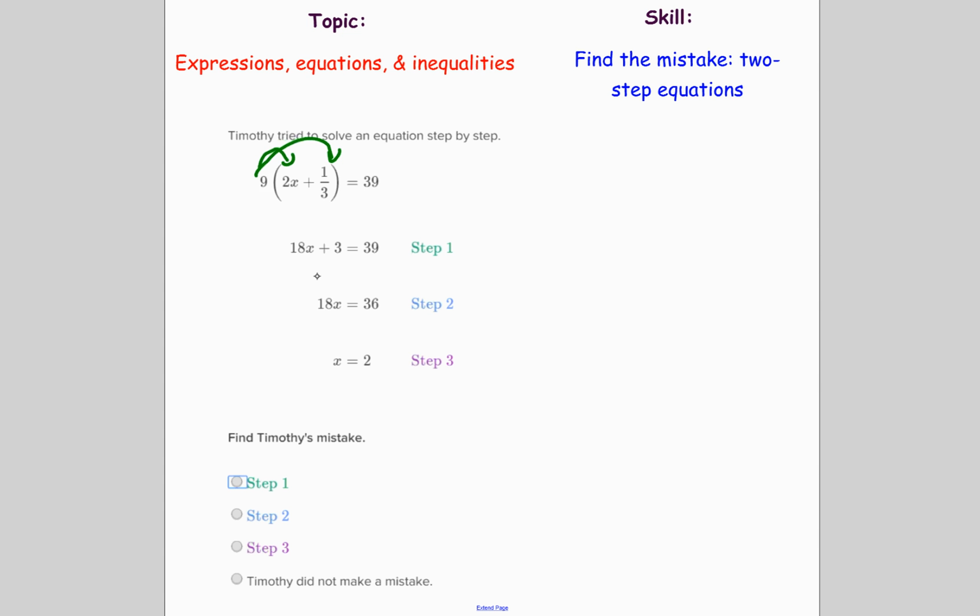Now we subtract 3 from both sides of the equation. When we do that, 18x plus 3 minus 3 makes a zero pair, so it's just 18x equals 39 minus 3 is 36, so 18x equals 36. The next step would be to divide both sides by 18. 18x divided by 18 is 1x, and 36 divided by 18 is 2. So it looks like step 1 is good, step 2 is good, step 3 is good.